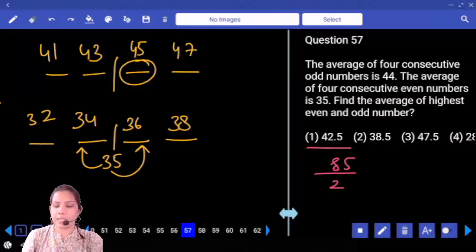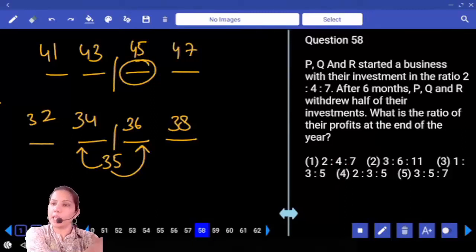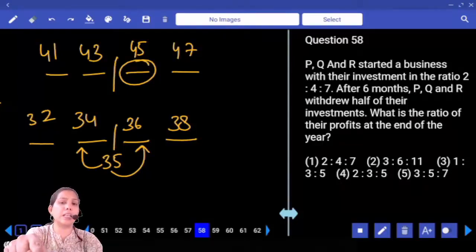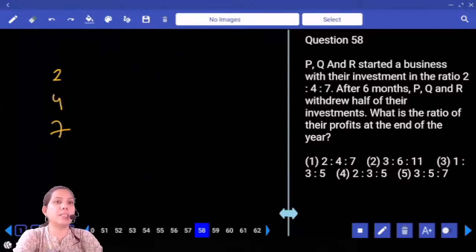Okay? Next, question number 58. P, Q and R started a business with their investments ratio 2:4:7. After 6 months, P, Q, R withdraw half of their investments. What is the ratio of their profits at the end of the year? What are their initial investments? 2:4:7. After how many months?